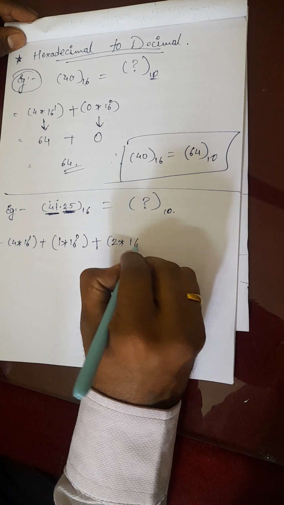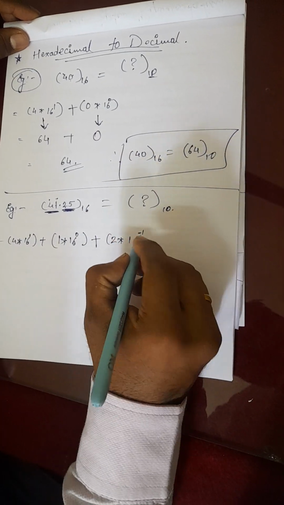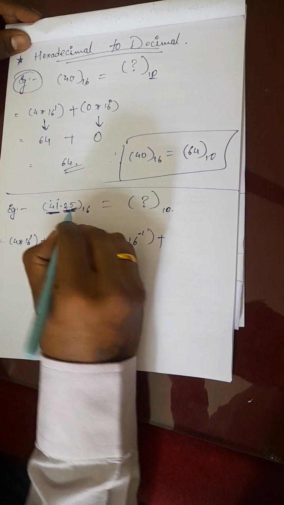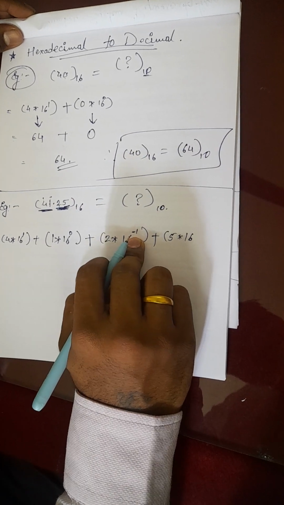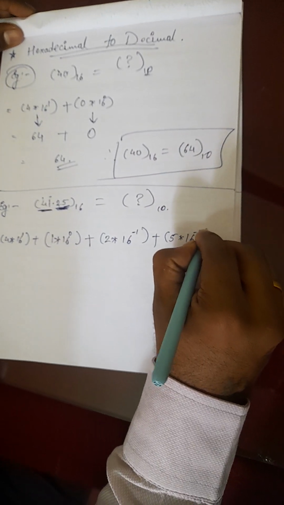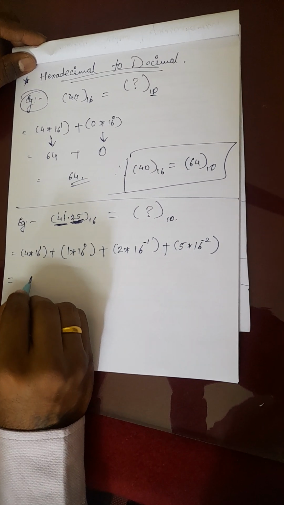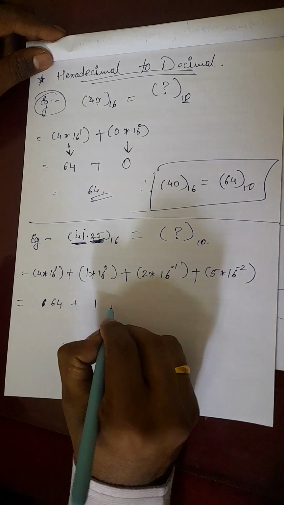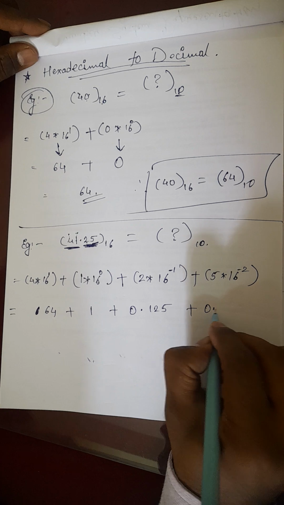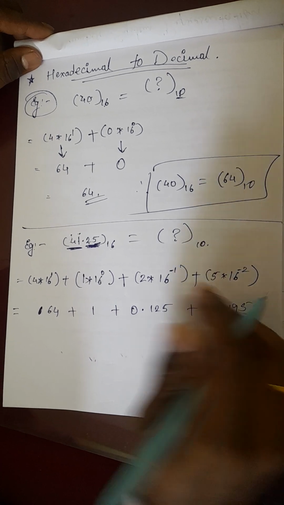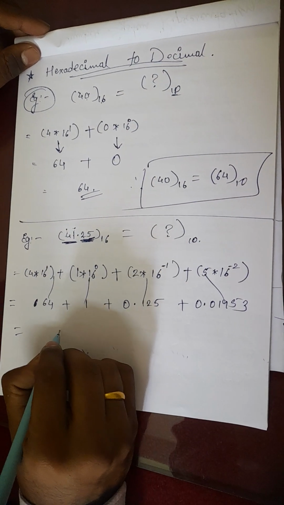multiplied by 16, but it is the right side part, so we start with minus 1, plus this 5 multiplied by 16, now minus 1 is done, so minus 2 power. So we will get the values like 64 plus 1 plus 0.125 plus 0.01953. If we do the calculation, we will get it this way.